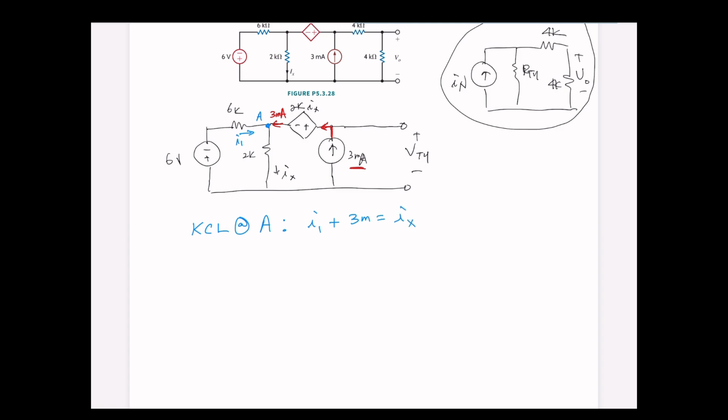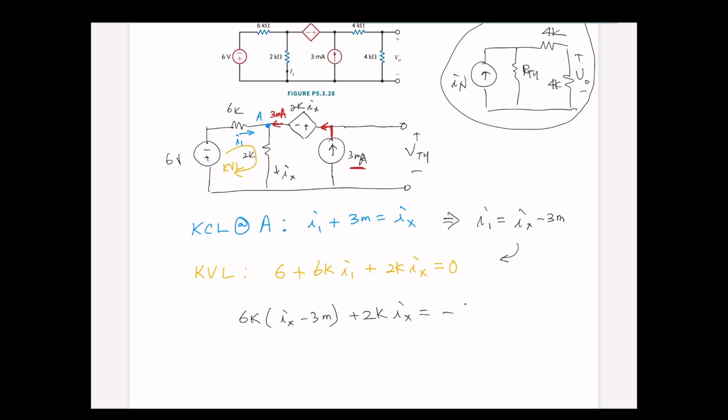What else do we want to do? The first loop, we can do KVL, right? Since we assigned I1 there, KVL: negative 6 plus 6K times I sub 1 plus 2K I sub X equals 0. And we want to find I sub X using I sub 1 equals I sub X minus 3 milli. Put it back into this equation. Then 6K times (I sub X minus 3 milli) plus 2K I sub X equals negative 6.